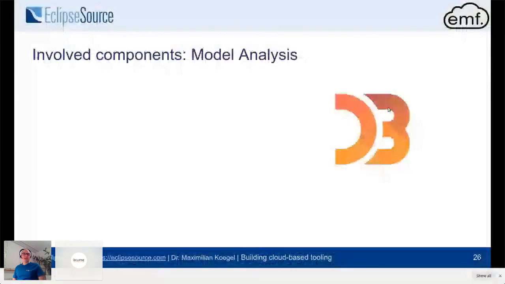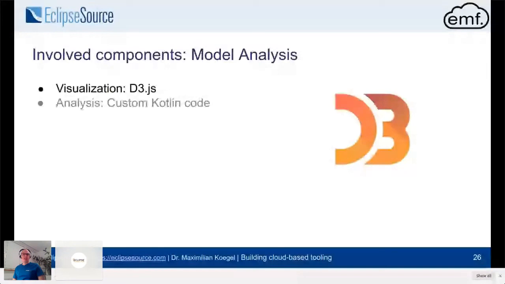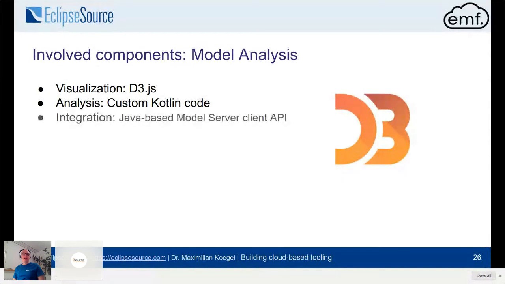How was that realized? The visualization is done with D3, which is a really great visualization library in JavaScript. The analysis was written with Kotlin because a colleague of mine just wanted to try that once. And the integration is done with the Java-based model server client API. Basically, the analysis component only pulls the current state of the model, which is all the tasks and how they're connected, and creates a D3 visualization out of that.